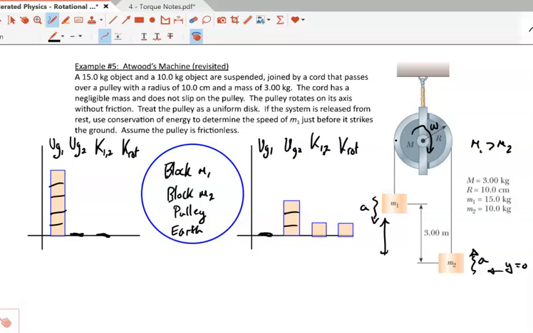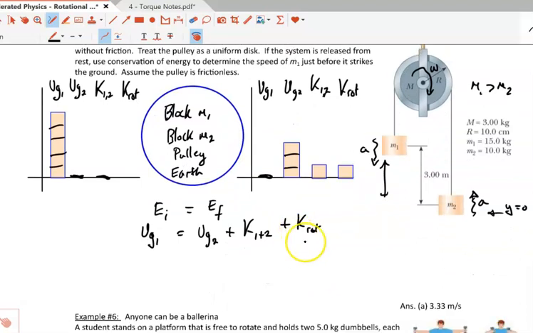So our conservation of energy statement is going to be the following. Energy initially equals energy final. We have the gravitational energy of number one initially is equal to the gravitational energy of number two finally, plus the kinetic energy of one and two together, plus the rotational kinetic energy of the pulley. So now we just need to put in numbers in here.